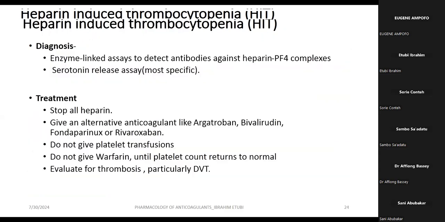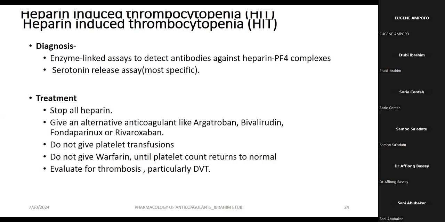So HIT diagnosis can be done using enzyme-linked assays to detect these antibodies against heparin-PF4 complexes found on the platelets. But the most specific way to do this is actually checking for serotonin release. And in terms of treatment now, the first thing you want to do when there's heparin-induced thrombocytopenia is to stop all heparin. And then you can give alternative anticoagulants like argatroban, bivalirudin, fondaparinux, or even rivaroxaban.